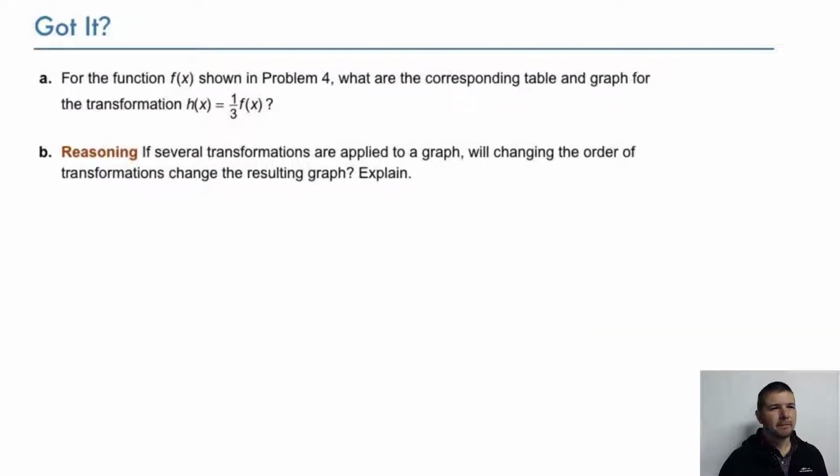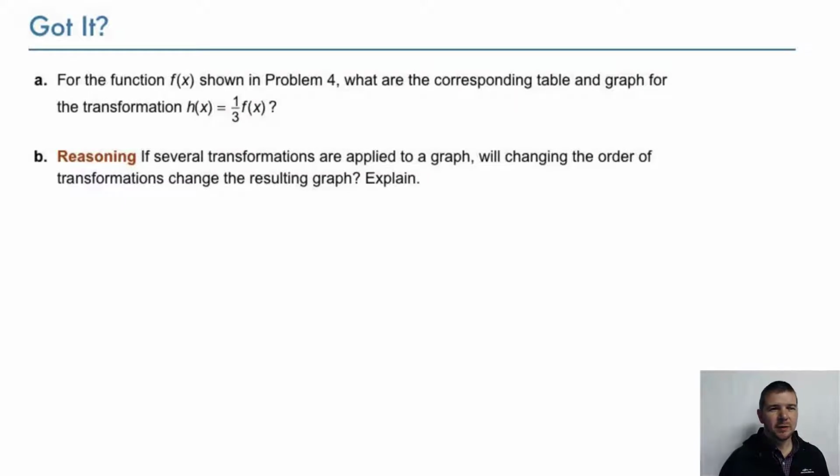Your turn, part A. For the function f of x shown in problem 4, what are the corresponding table and graph for the transformation h of x equals 1/3 f of x? And part B, a reasoning item. If several transformations are applied to a graph, will changing the order of transformations change the resulting graph? Explain.